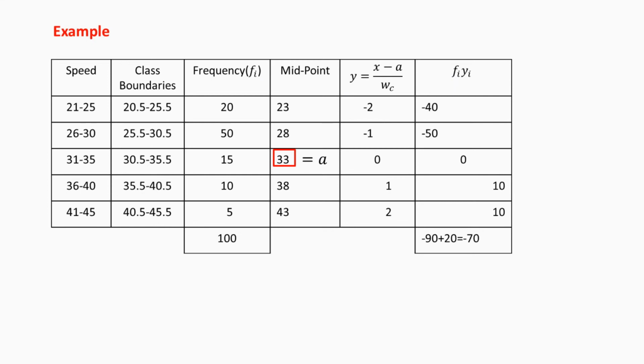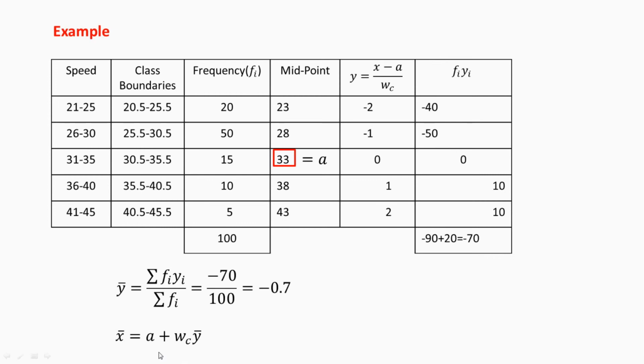To find y bar, we know the equation is sigma fi yi divided by sigma fi. We know sigma fi is 100, and here sigma fi yi is minus 70. Then we can find the y bar value. Here the y bar value is minus 0.7.